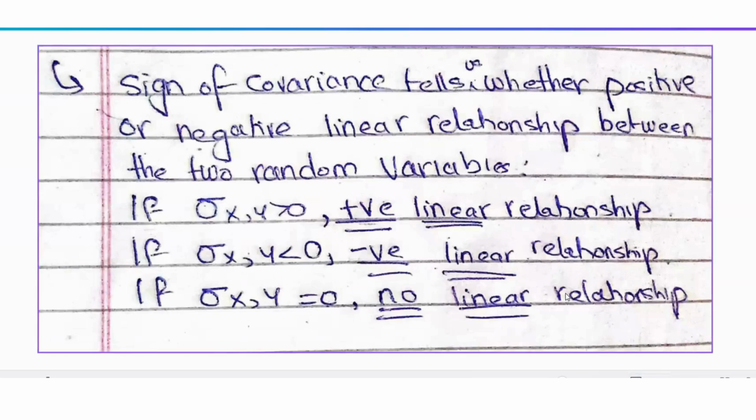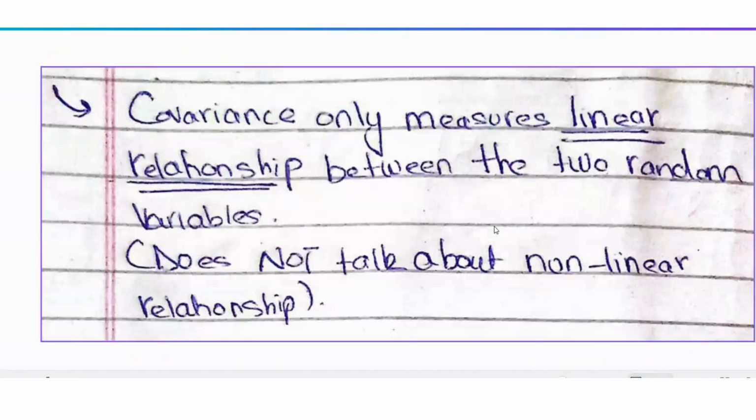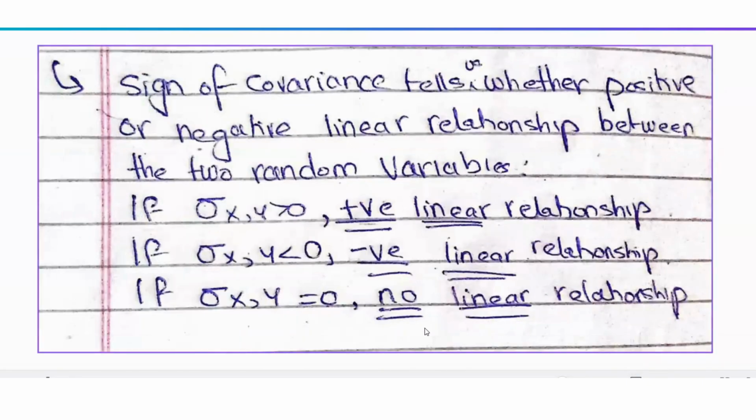The sign of covariance tells us whether there's a positive or a negative linear relationship between the two random variables. If the covariance between X and Y is greater than 0, there's a positive linear relationship. If the covariance is less than 0, there's a negative linear relationship. If the covariance is 0, then this means there's no linear relationship, because remember, covariance only measures linear relationship between the two random variables. It does not talk about non-linear relationship. So when covariance between two random variables turns out to be 0, we say there's no linear relationship. This does not necessarily imply independence. More on this later.